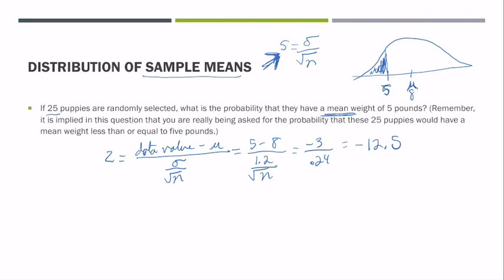Now, we know that most of our data within 3 standard deviations is 99.7% of data, right? My z table doesn't even go to negative 12.5, right? So the probability of me picking 25 puppies and those puppies having a mean less than or equal to 5 pounds is practically 0. So you can write 0. I believe we use the 0 plus notation, meaning a number really, really, really close to 0.